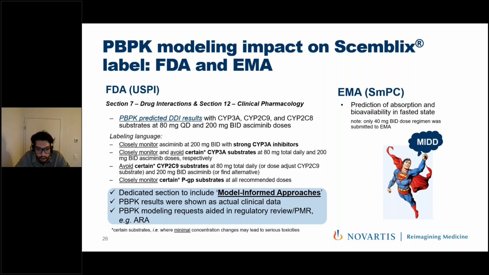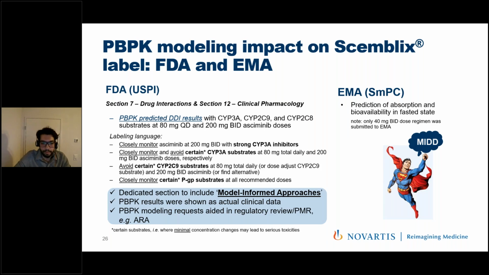And also, of course, the PBPK modeling supported the regulatory review in terms of information requests and post-marketing requirements. With regards to the SMPC, since in Europe only the 40 milligram BID dose was approved, there was a much smaller contribution to the PBPK model, but there was an interesting mention of the prediction of the absorption and the bioavailability using the PBPK models in the SMPC.